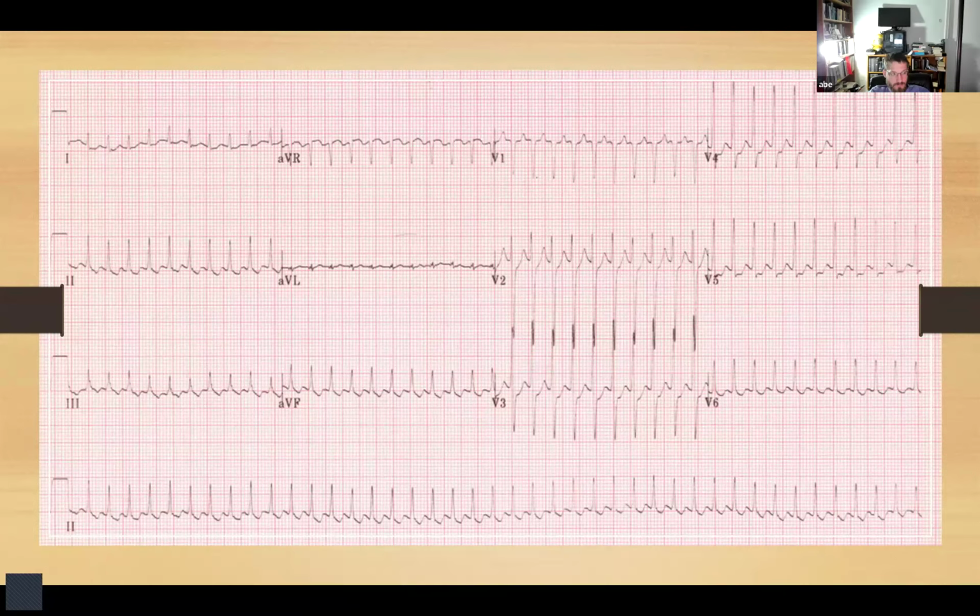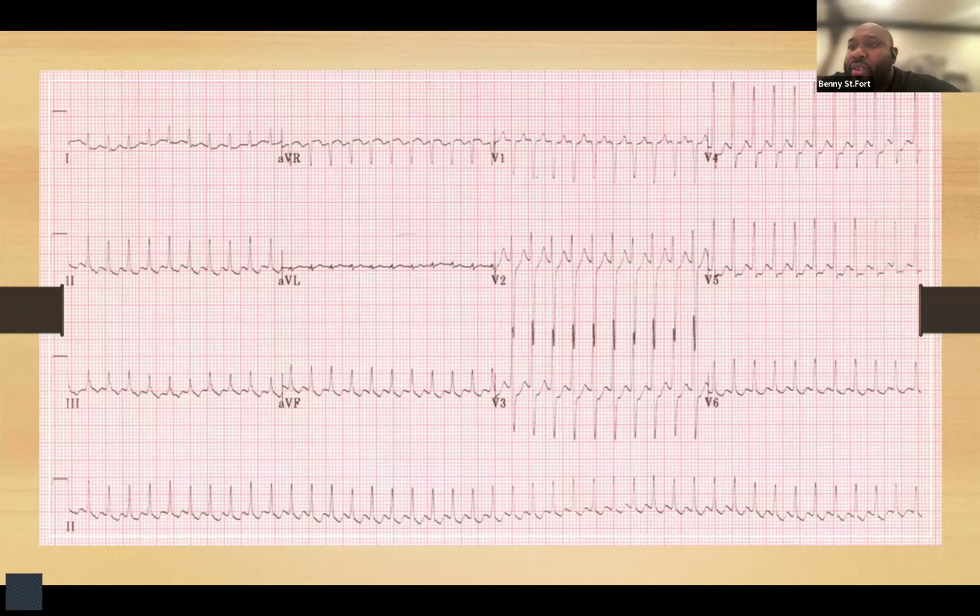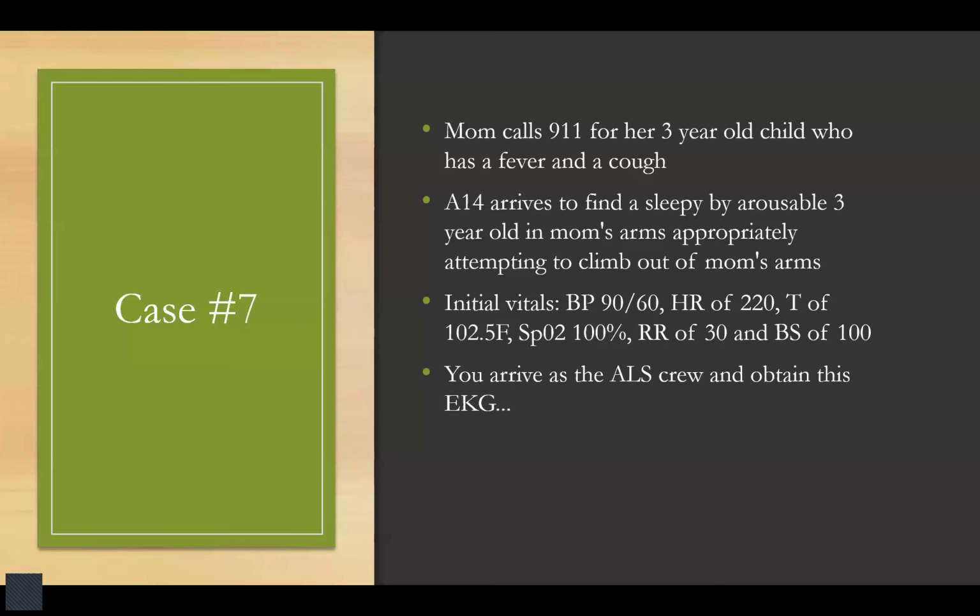Give some fluid. It's definitely a fast rhythm. It's definitely fast. Okay. Especially even for a 3-year-old. I mean, we're looking at 300, probably just a little less than 300. Right. So, I'm sorry, I didn't pay attention. Was the baby, let me go back. Yes. Okay. Fever and a cough. Okay. Sleepy but arousable.